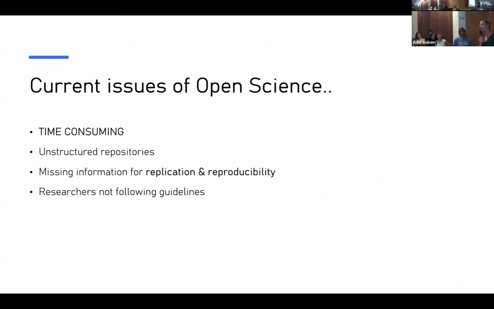One problem with open science, according to me at least, is that it is immensely time consuming. To publish open science, it takes a lot of time to organize all your stuff, basically. And this can also result in unstructured repositories, which you then upload to OSF or Zenodo or anything else. There's also a problem of missing information to allow for replication and reproducibility. And there are researchers who do not follow the guidelines that have been proposed.